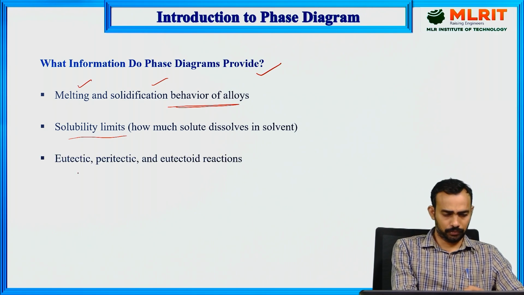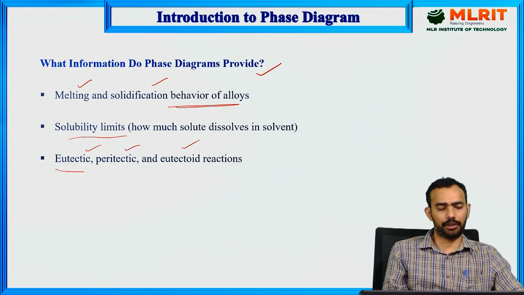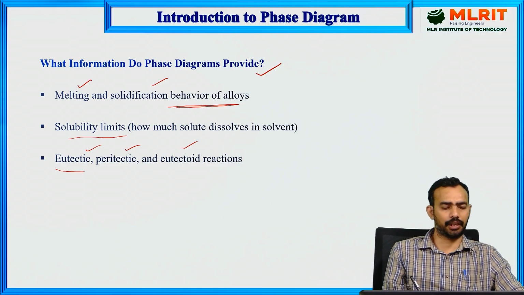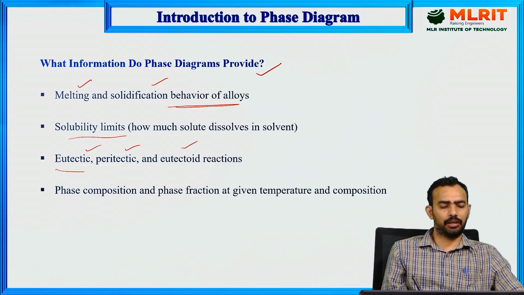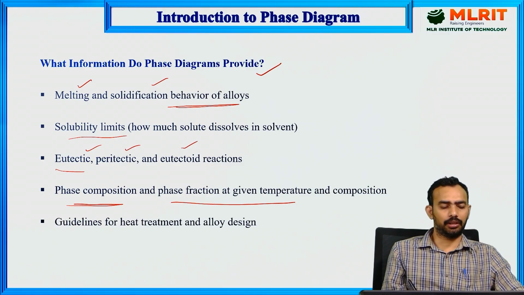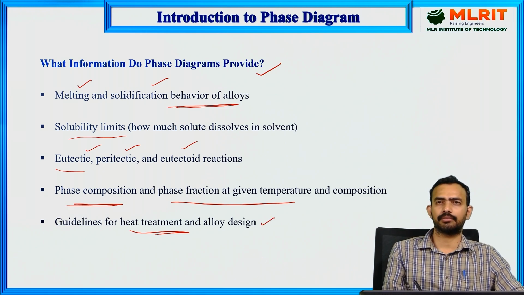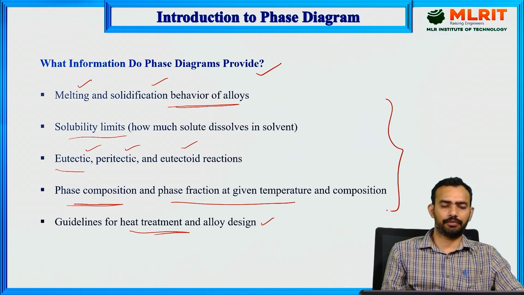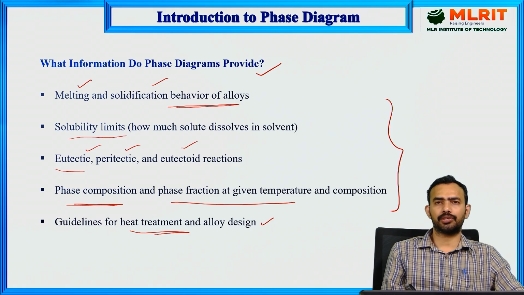Then certain reactions like eutectic, eutectoid, monotectic, all these reactions can be observed. We will see what these reactions are. Invariant reactions can be observed. Then basic information like phase composition and phase fraction at a given temperature and composition can be identified from the phase diagram. Then it can provide certain guidelines for heat treatment processes and helps in designing the alloy system. Okay, so this is the information that we get from the phase diagram. That's why it is very critical to study and understand the phase diagrams.